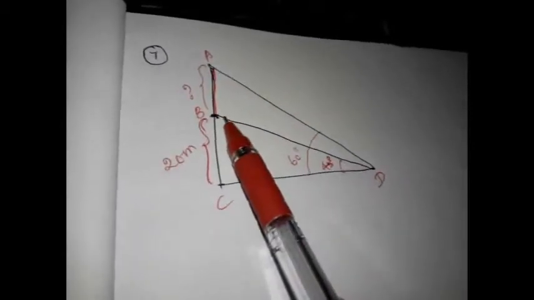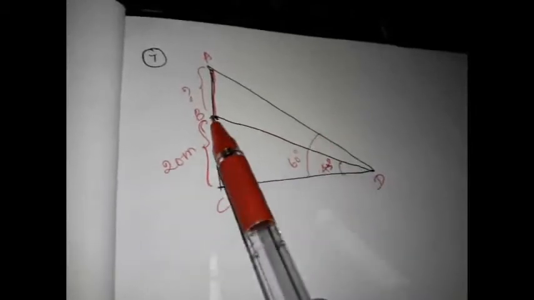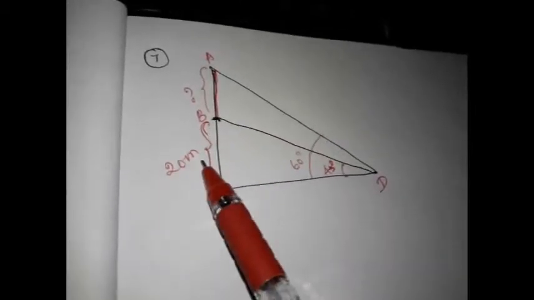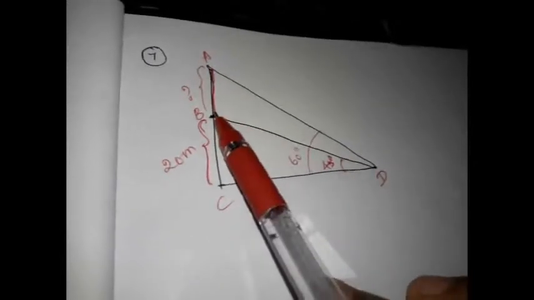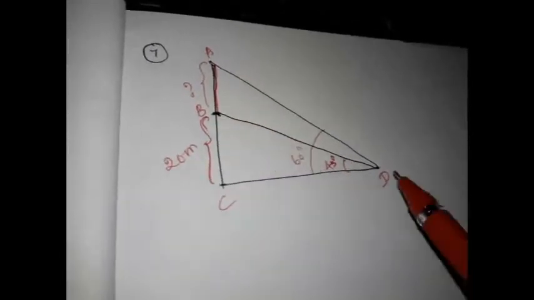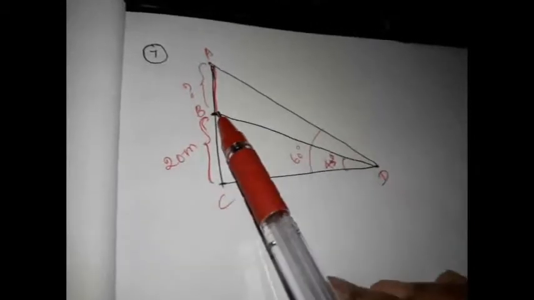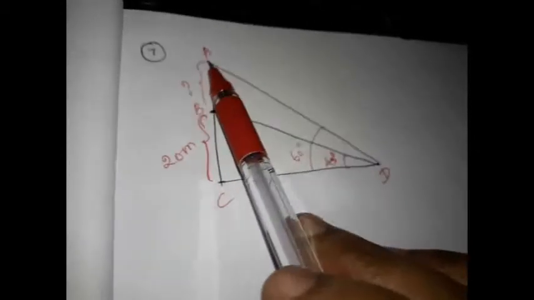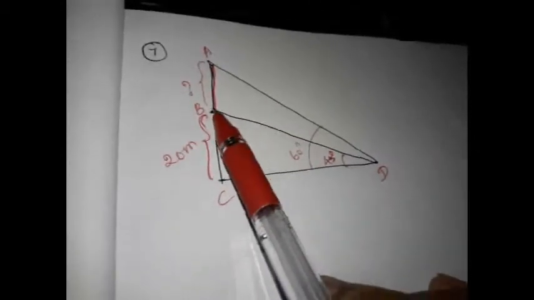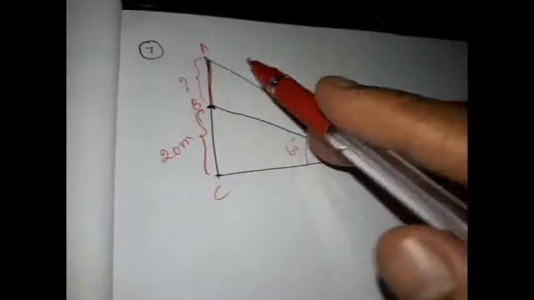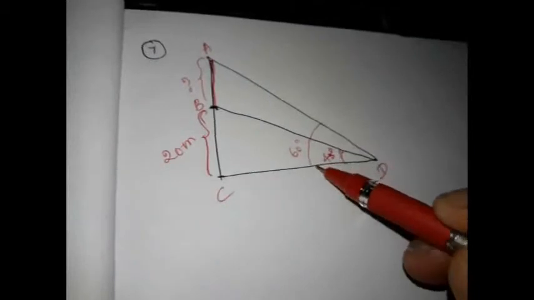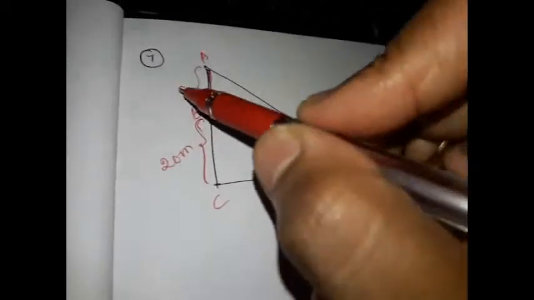They asked you to find the length of AB. I repeat, there is a building which is 20 meter high. On the top of the building, a transmission tower is fixed. So a person is seeing the transmission tower's bottom and the top. The angle of elevation of the bottom is 45 degree and the angle of elevation of the top is going to be 60 degree. They asked you to find the height of the tower.